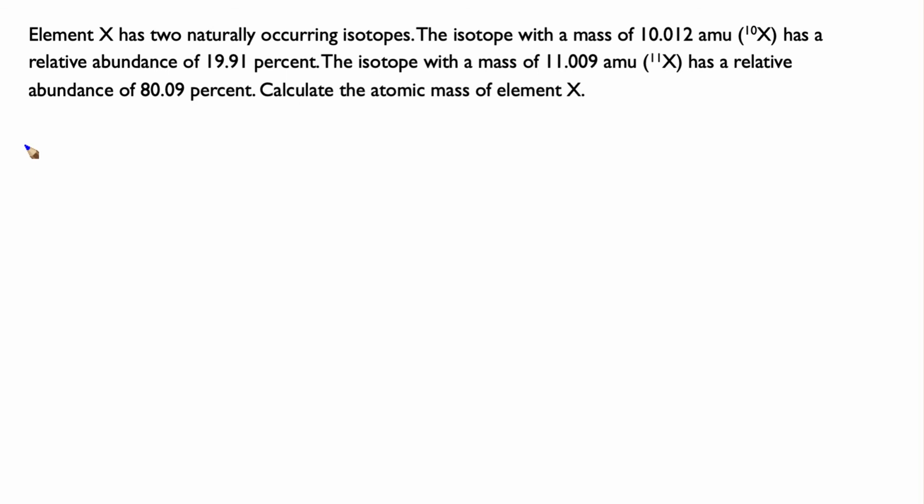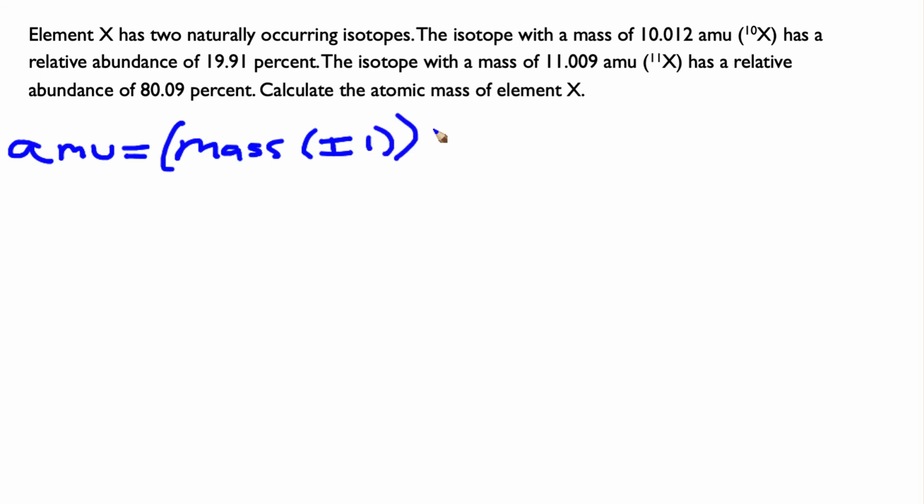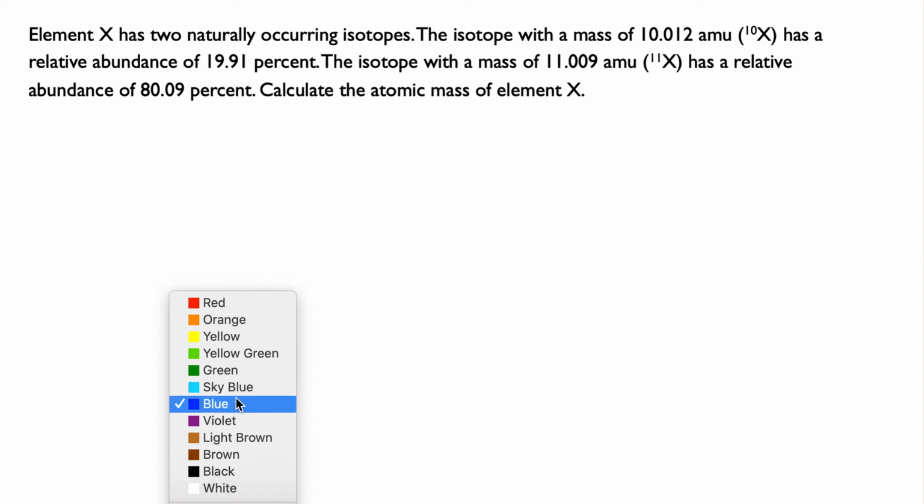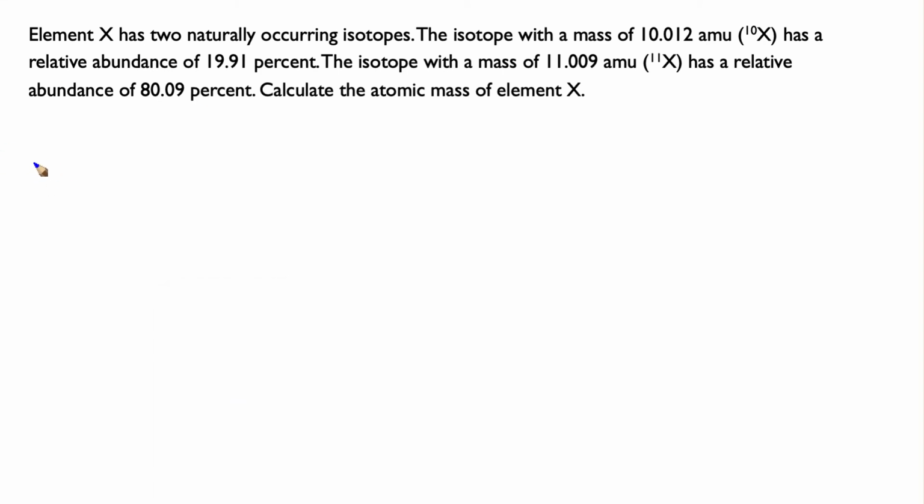So this is what we're going to do. Our final units are going to be AMU. We're going to have the mass, I'll put I1 for isotope 1, and we're going to multiply that by the relative abundance, so I'll say rel A of isotope 1. I'll write this out because I think we're going to get confused by looking at all these symbols. Once again, our final unit is going to be AMU.